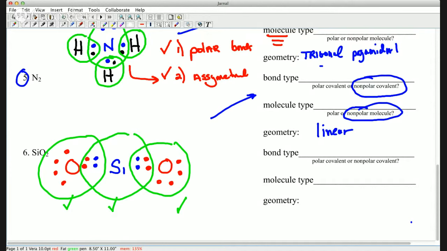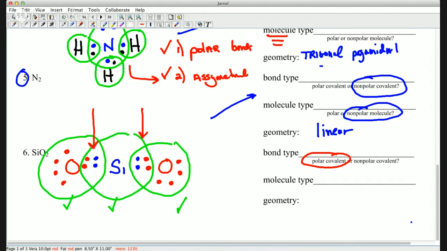All right, so that is the Lewis dot diagram. You don't need the circles, but they help you to make sure that you have the right number of electrons being shared. Okay, bond type. Well, 2 different nonmetals obviously have to be sharing electrons unequally, so it's a polar covalent bond.